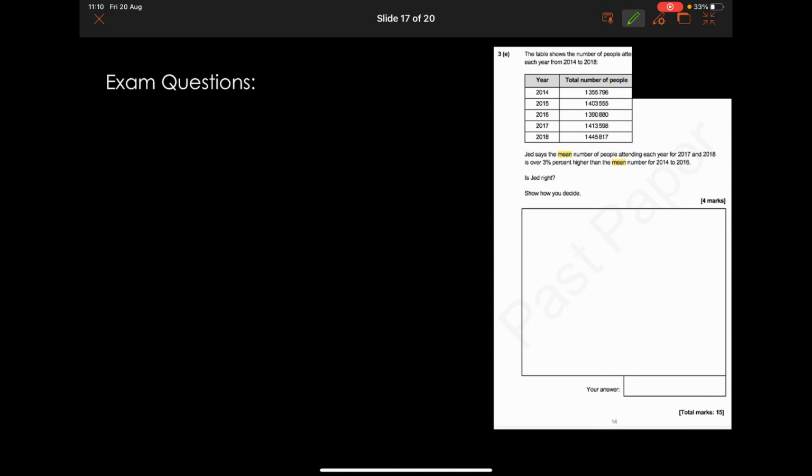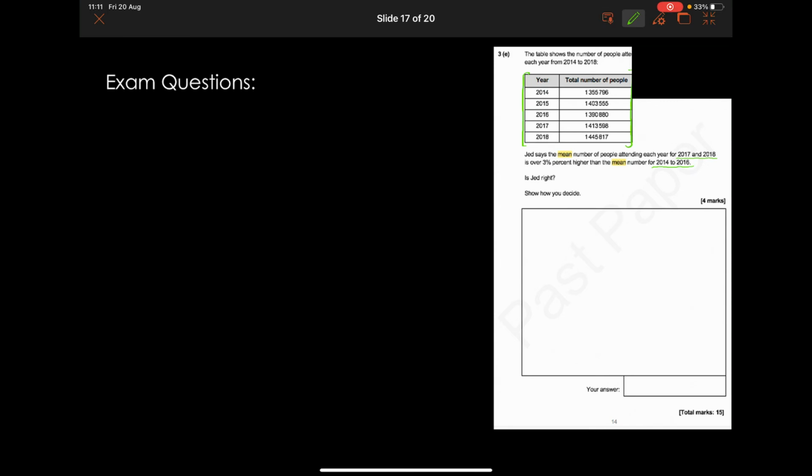Okay, the table shows the number of people attending speed awareness courses each year from 2014 to 2018. So you've got all your years down here and then all your total number of people there. Jed says the mean number of people attending each year for 2017 and 18 is over 3% higher than the mean number for 2014 to 2016. Is Jed right? Show how you decide.